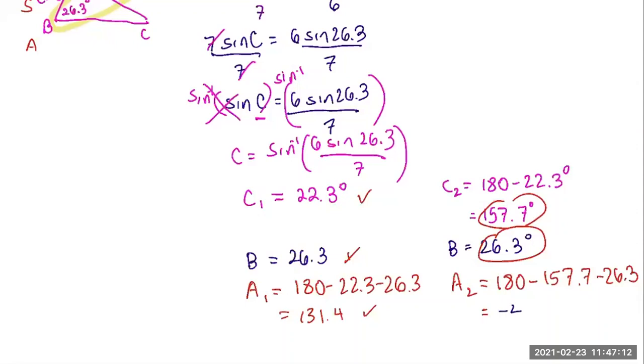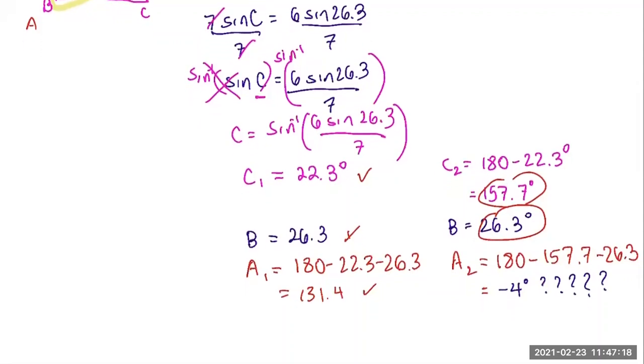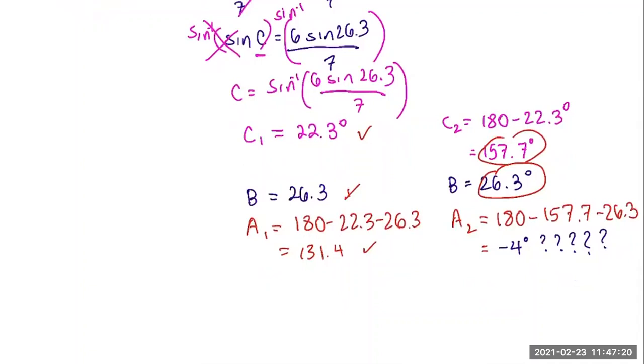Okay, negative degree. Right now, for this class, does it make sense for me to have a negative degree for a triangle measure, like a third angle, be negative? No. So what that tells me is that in this ambiguous situation, there was actually only one triangle that worked out with the given original dimensions.